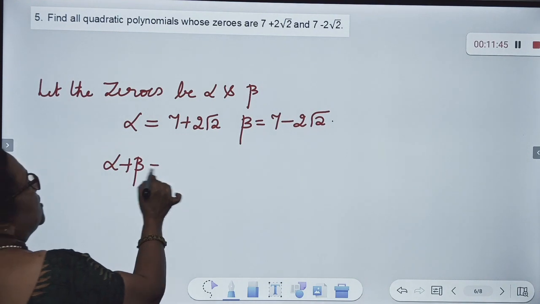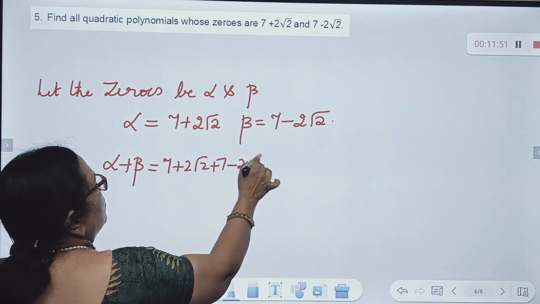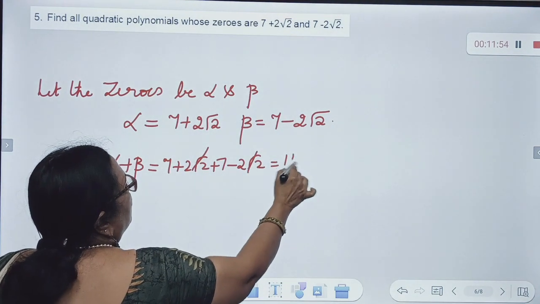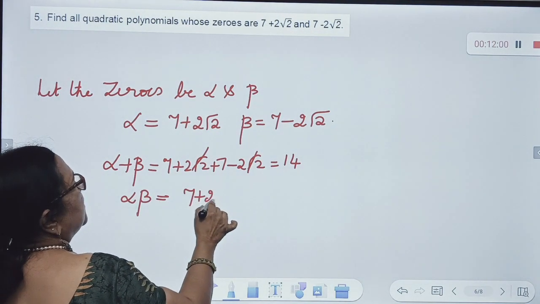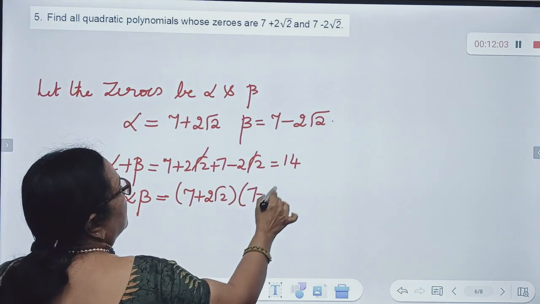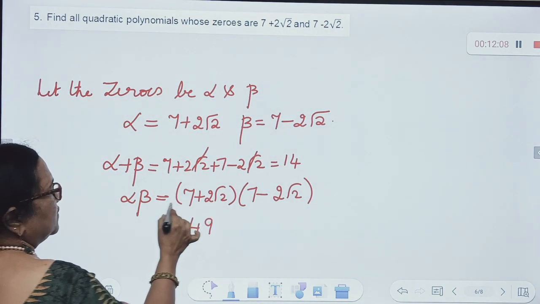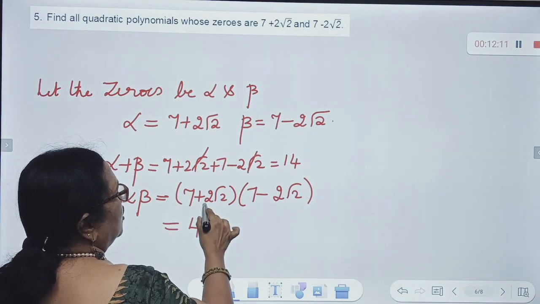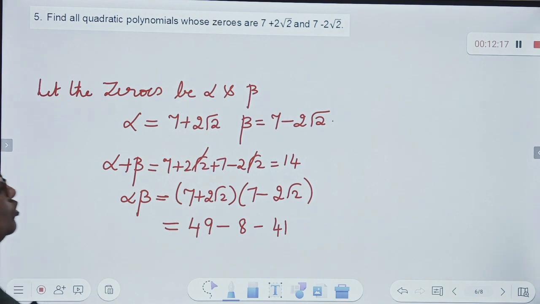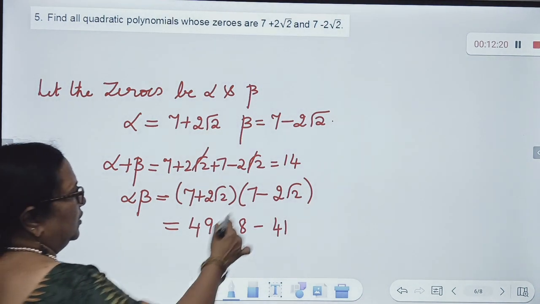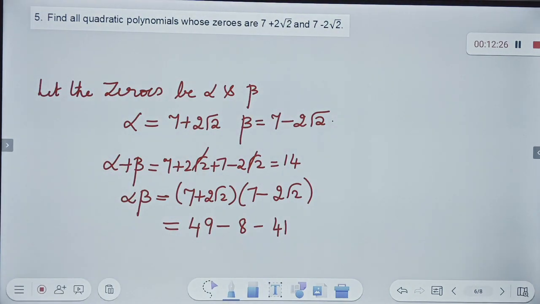I should find alpha plus beta, which is 7 plus 2 root 2 plus 7 minus 2 root 2, which is equal to 14. Then I have to find alpha beta, which is 7 plus 2 root 2 into 7 minus 2 root 2, which is 49 minus 2 root 2 into 2 root 2 will give you 2 into 2, 4, 4 into 2, 8. So 49 minus 8, which is 41.